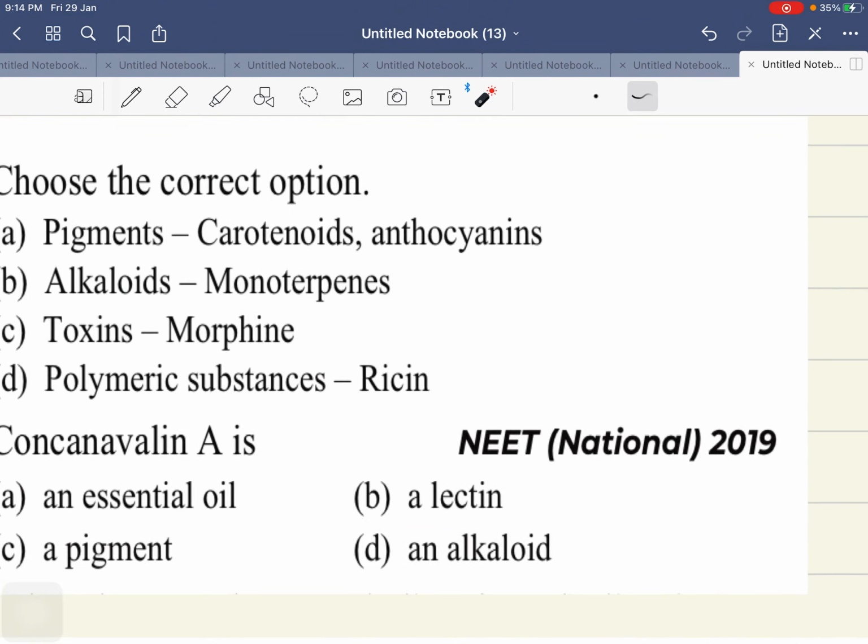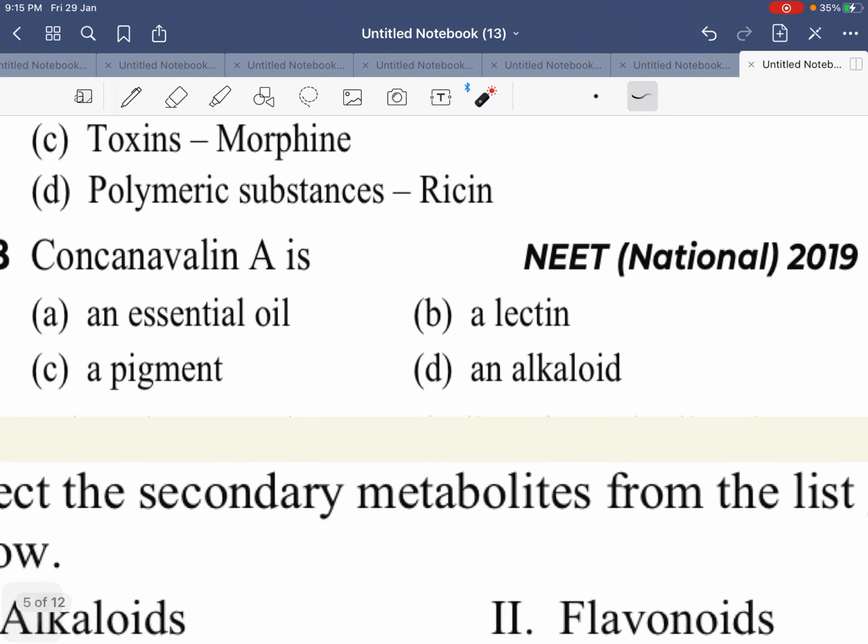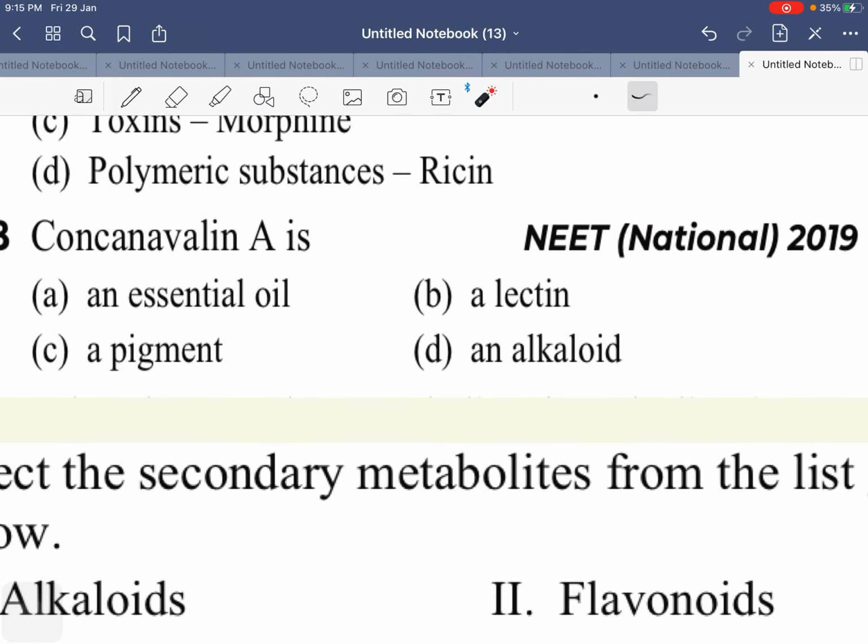Next, choose the correct option: pigments, carotenoids, anthocyanin; alkaloids, monoterpenes; toxins, morphine; polymeric substances, ricin. Now, you know that carotenoids and anthocyanin are both pigments. So the correct answer will be A. Next, concanavalin A is. It is not an essential oil, not a pigment, not an alkaloid. It is a lectin, basically a carbohydrate-binding protein. So the answer is lectin, concanavalin.